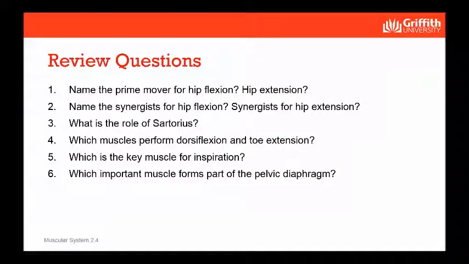Try these revision questions now that you have completed this mini lecture covering the muscles of the lower limb and the select muscles of respiration and the pelvic floor. You can make a note of your answers in your workbook. This is the end of mini lecture topic 2.4. Please continue with topic 2.5a.